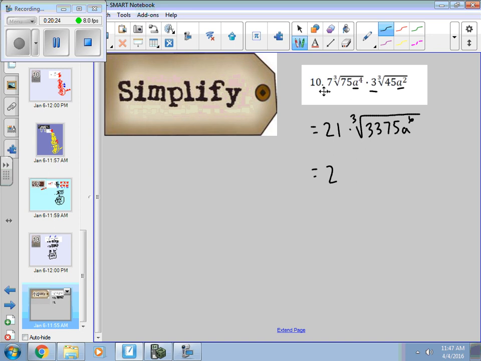Okay, now we want to simplify this. If you did the cubed root of 3,375, that should have came out to be 15. And the cubed root of a to the sixth is going to be a squared. And then if you multiply those two numbers together, the final answer is 315 a squared.